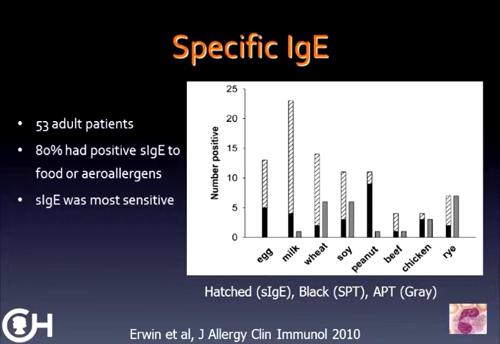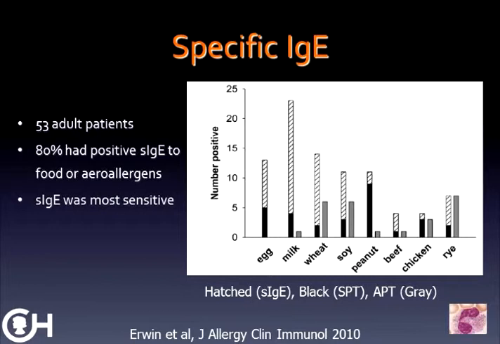This is similar work that they found out of Australia looking at the same thing. In the adults and teenagers, you have less positive patch tests. The skin tests look better. And in their hands, specific IgE was the most sensitive, picking up allergies. Unfortunately, they never went back and figured out if any of these were real or not. They don't know whether these are real or not.